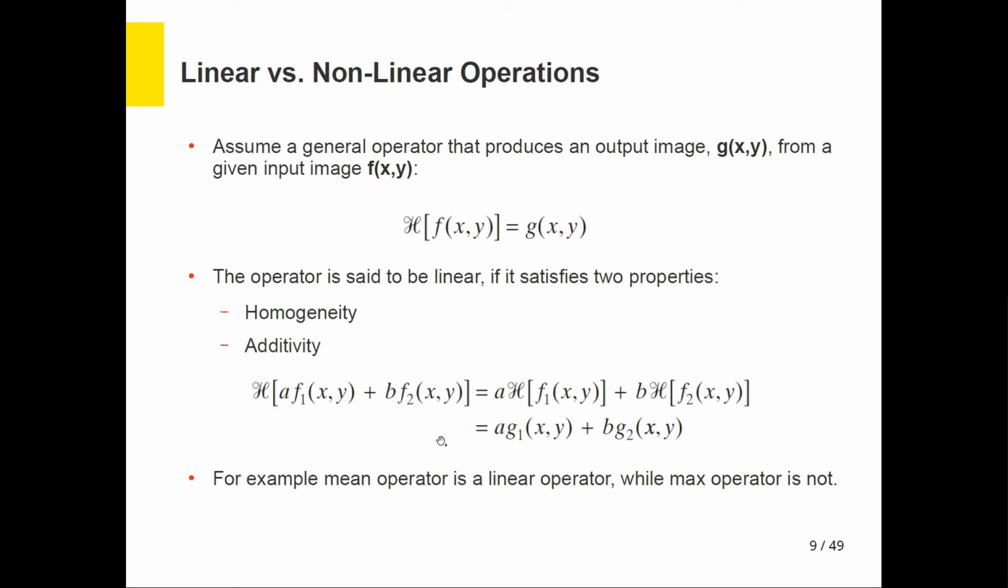These two conditions are summarized in this equation. As you can see, we have these two constants, a and b, and also f1 and f2, and h of a f1 plus b f2 is equal to a of g1 plus b of g2. If any operator satisfies this condition, we say it is linear. For example, a mean operator is a linear operator, while a max operator is not.